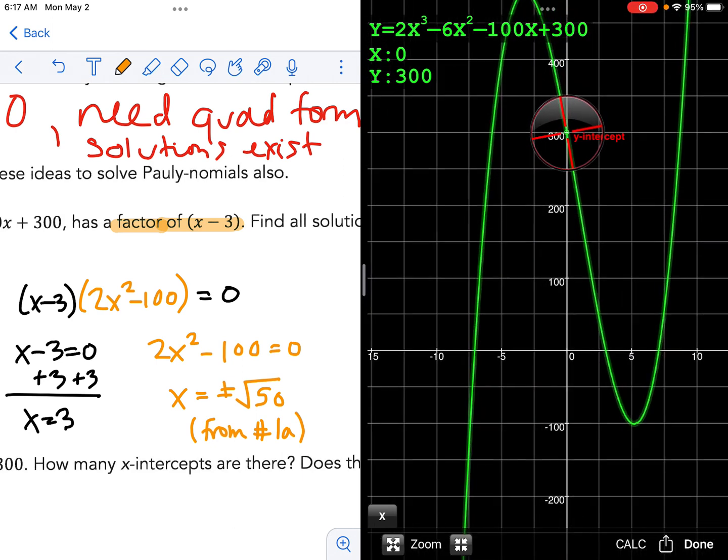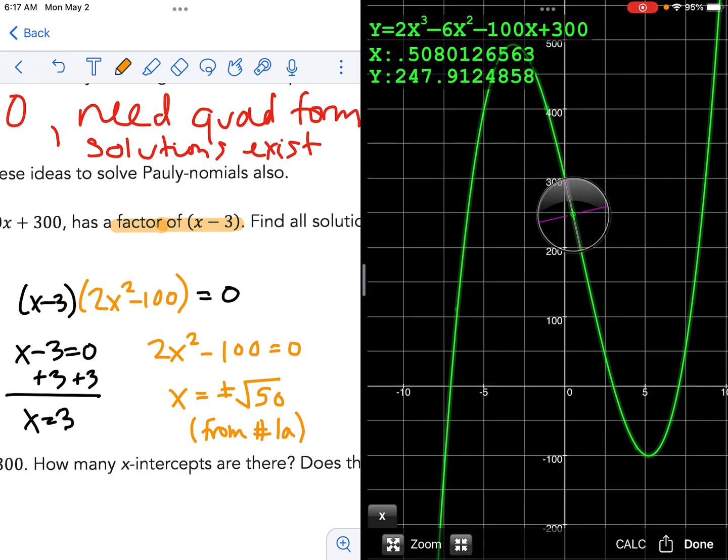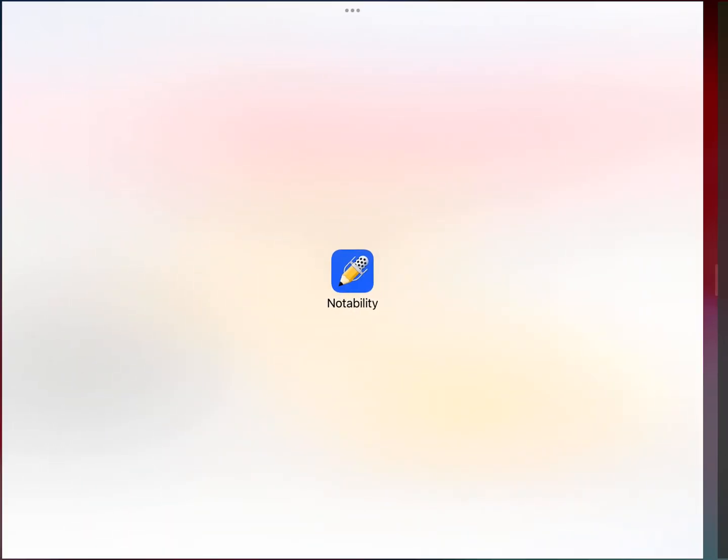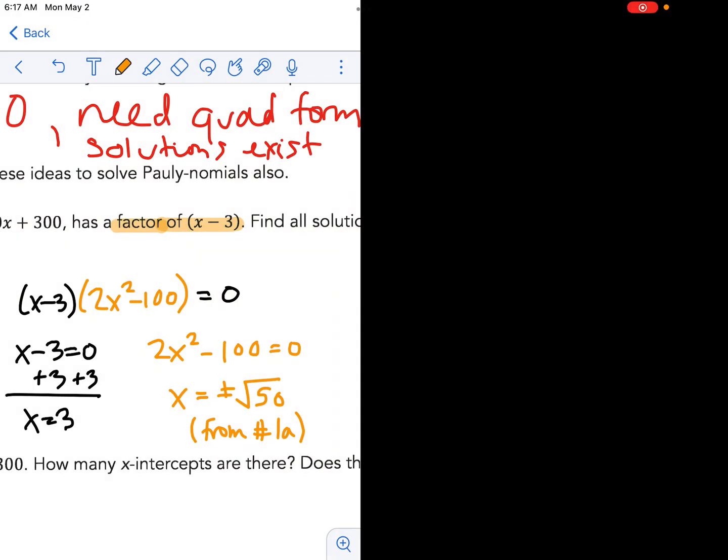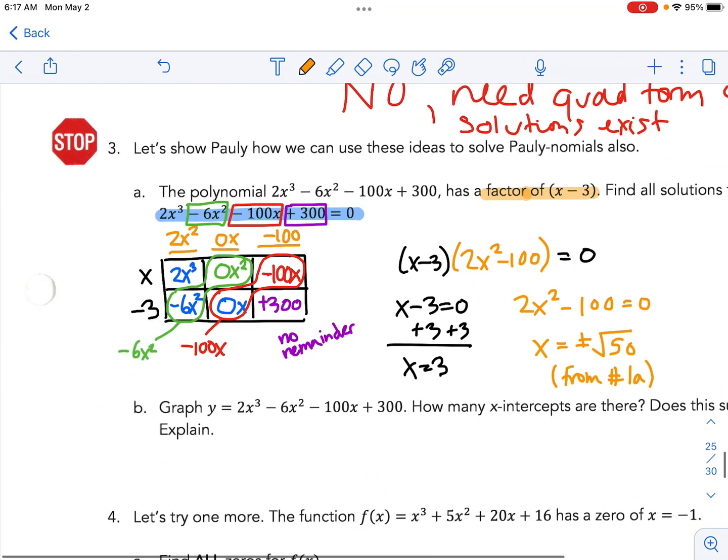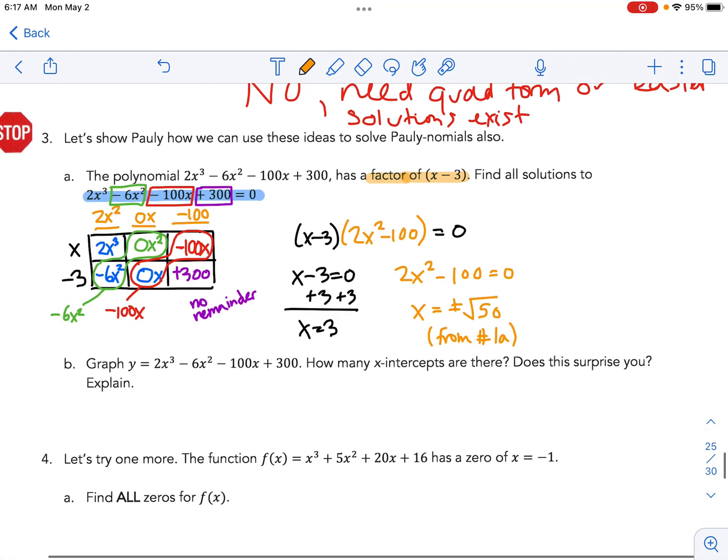We can kind of swoosh it down so you can see the hills and valleys. Not that we're concerned about them, but there they go. That's what it looks like. So that would be that polynomial fully factored and solved.